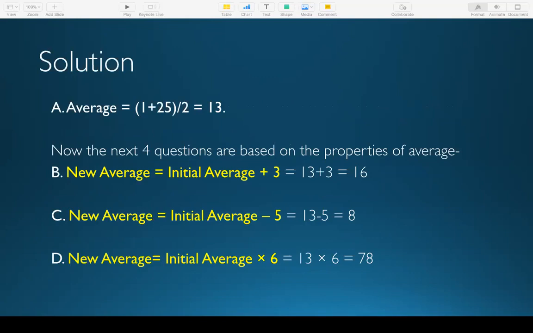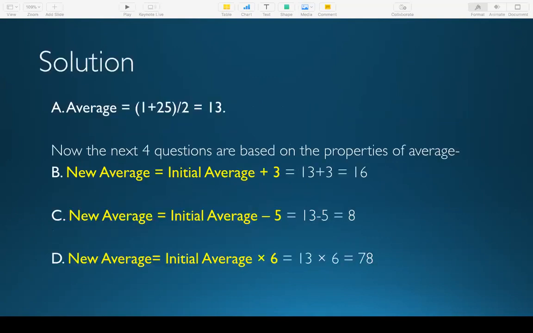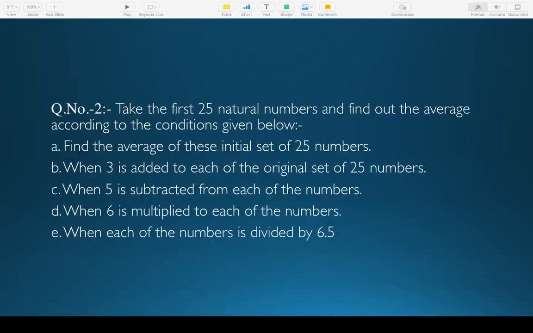In part D, 6 was multiplied to all the numbers. So in the answer of part D, the new average will be nothing but the initial average into 6. So 13 into 6, 78 would have been the answer for the fourth question. And in the last part of the question, each of the numbers were divided by 6.5.